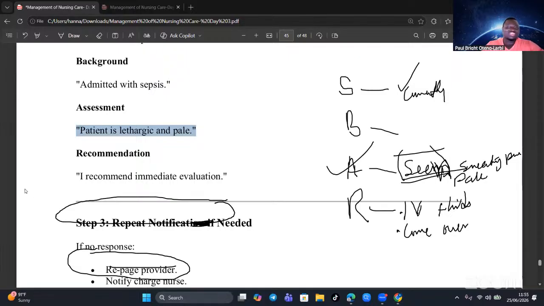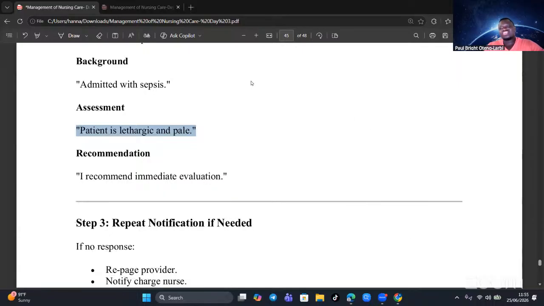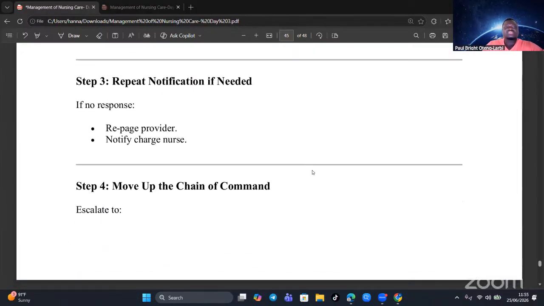If you do it this way, you see within a short time, you have done a report. You have spoken to the doctor with all the information, rather than going to write plenty of things. Okay. Repeat notification if needed. So we are moving on.